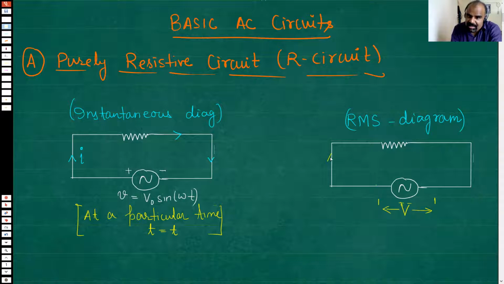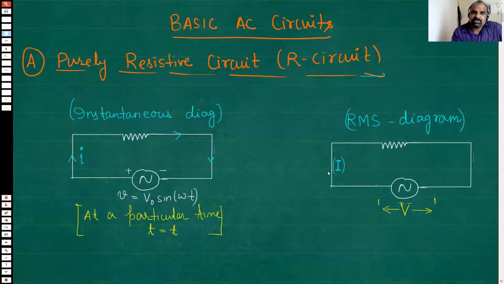Similarly, current. Should I show an arrow for the current? No way. You can't show an arrow, because then you are showing the direction, but the direction keeps varying. So we only put the value, and which value? RMS value. So I will write capital I. Capital I means RMS value, and we don't show any arrow in this diagram. You will see that later, today itself or maybe tomorrow. We will only draw the RMS diagram, and we will never show an arrow for the current.